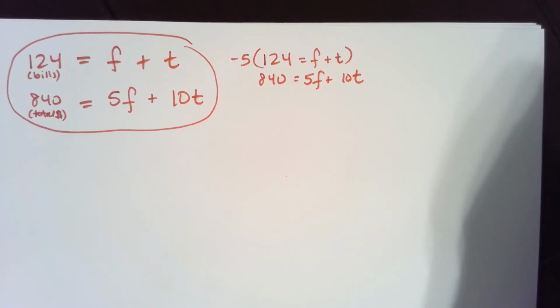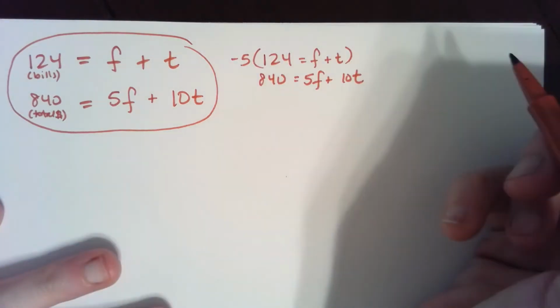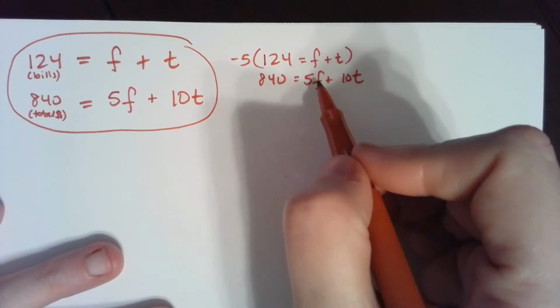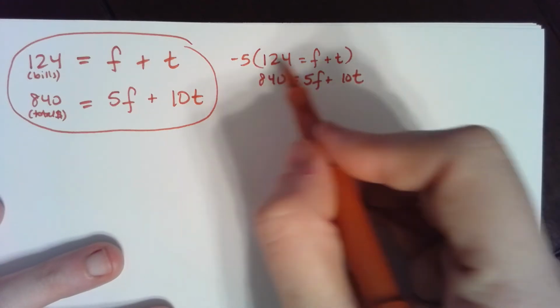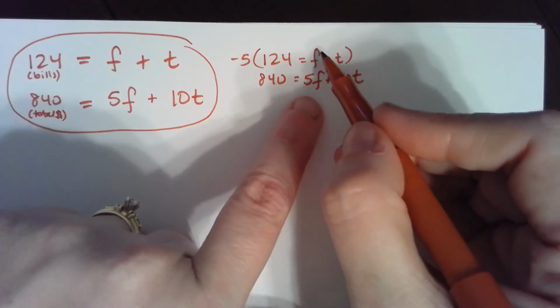Okay? All right, so let's get to distributing. Since I want to eliminate the F's, the $5 bills, I'm going to multiply by -5 because that will create me a zero pair right here. I'll have -5F and +5F.